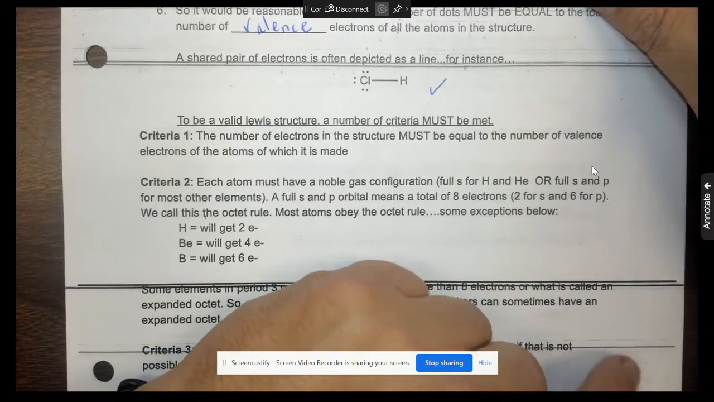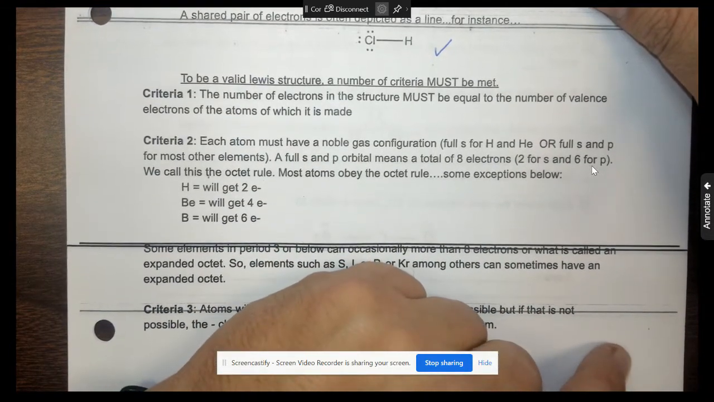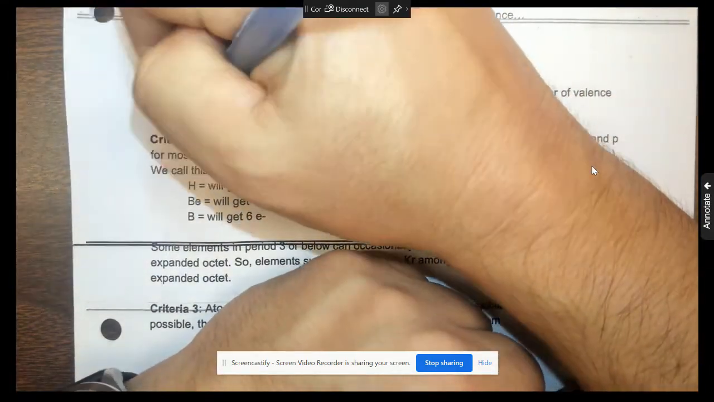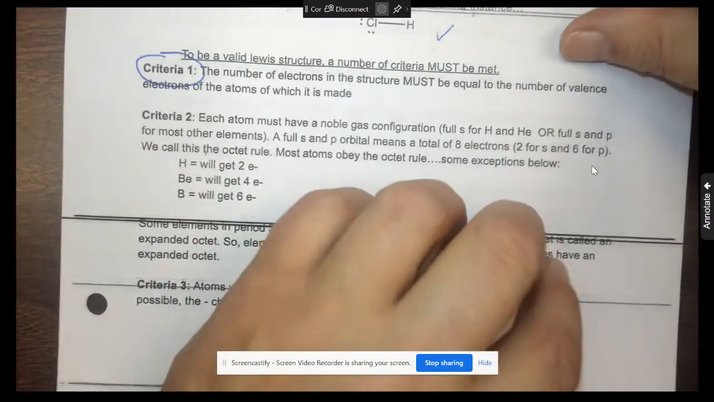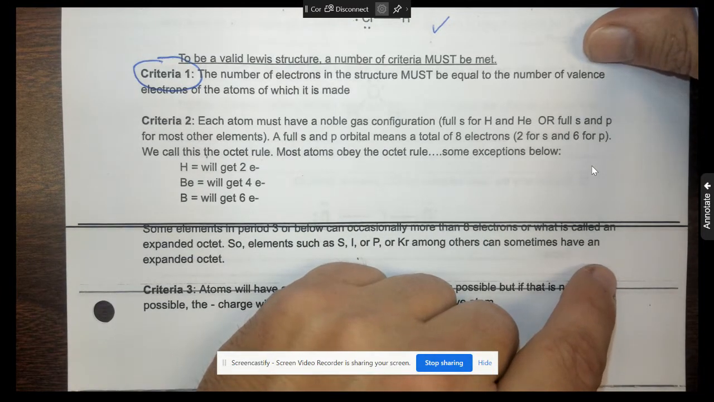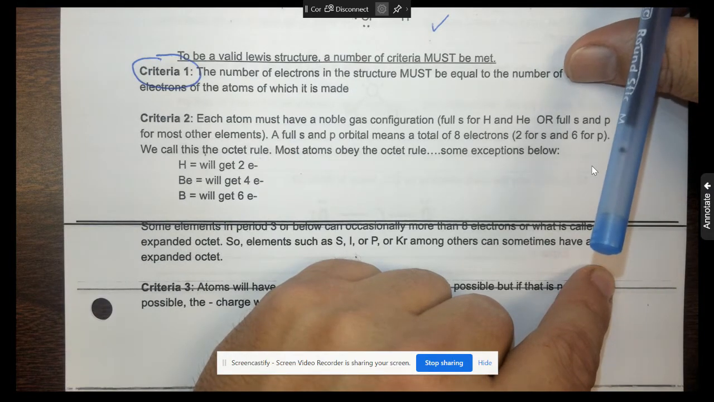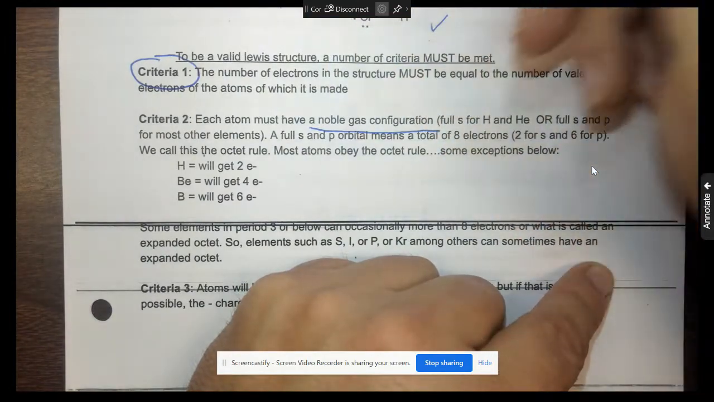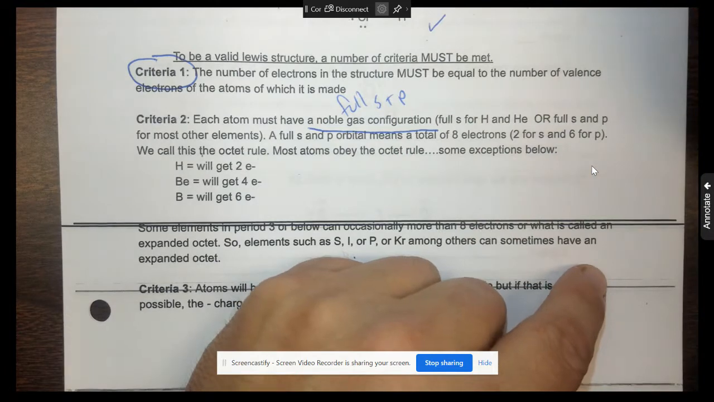Now let's look at some criteria that have to be met in order for a Lewis structure to be considered valid. We've already talked about criteria 1. You have to have the same number of electrons in the molecule as there are valence electrons from the atoms. Criteria 2, atoms form bonds to get a full energy level. We call that often a noble gas configuration because noble gases have a full S and P.